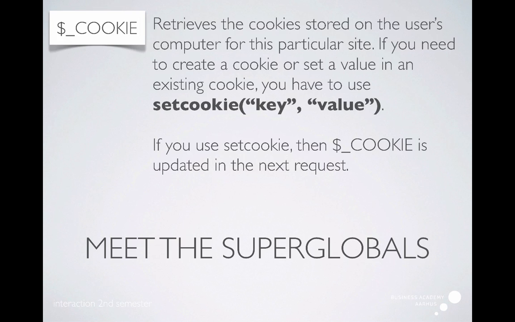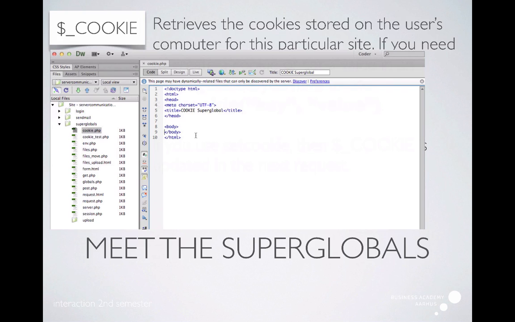The $_COOKIE superglobal is used for retrieving cookies stored on the user's computer. The $_COOKIE is not used for setting the cookie. If you want to set a cookie or create a cookie, you use the function setcookie, and then you can set the key and a value. And as we saw before, if you use setcookie, then $_COOKIE is only updated in the next request on the server. Let's have an example.